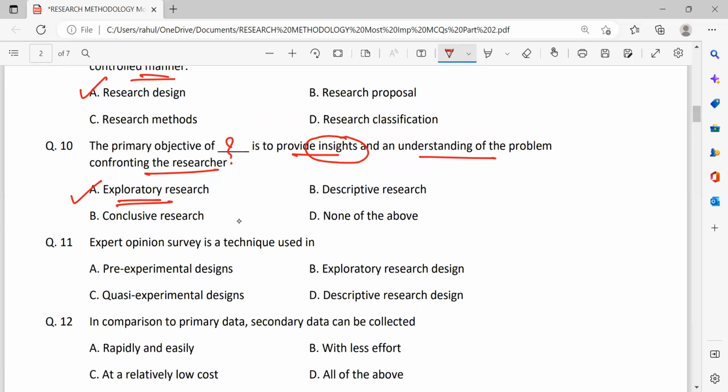Question number 11. Expert opinion survey is a technique which is used in pre-experimental design, no. Exploratory research design, yes. Whenever it is an expert opinion survey, we are interested in the opinion of experts. Exploratory, yes. Quasi experimental design, no. And descriptive research, no. So the correct answer would be option B. Question number 12.